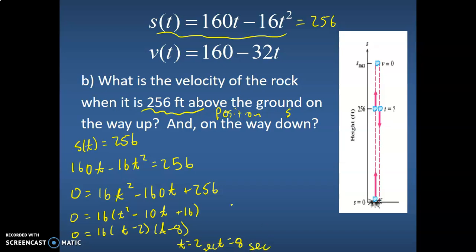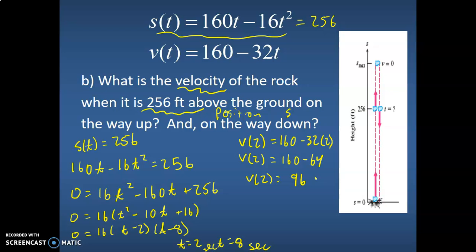So the question is, again, it didn't ask me when was it 256 feet. It asked what is the velocity when it's 256 feet. So now I have the times, and I'm going to plug them into the velocity equation. So let's do 2 seconds first. V of 2 would be 160 minus 32 times 2. So V of 2 would be 160 minus 64, which would be 96 feet per second.